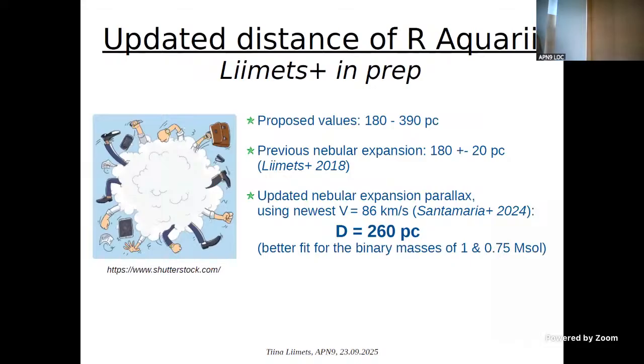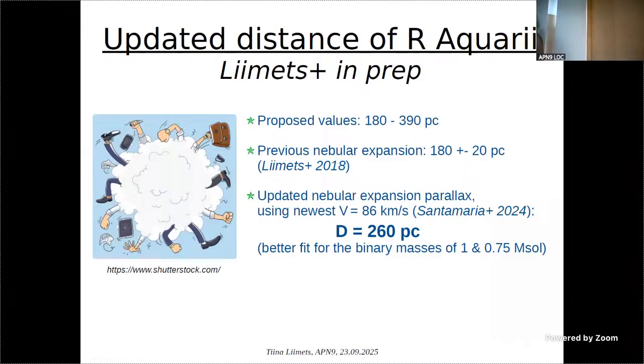And first, distance was mentioned. So the distance to R Aquarii has been under debate. Values range from 180 to 390 parsecs. The Gaia distance is not reliable. This is the highest end. It's not reliable for R Aquarii because it's a wide binary system, and you can detect not only the binary motion, but also the blobs around it, that we discussed once with Jaroslav.